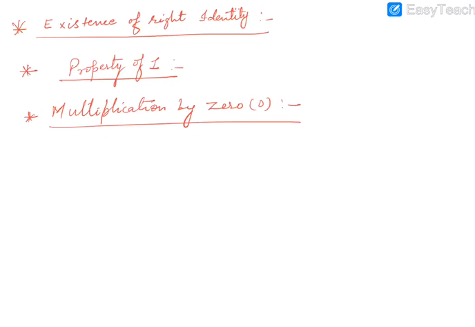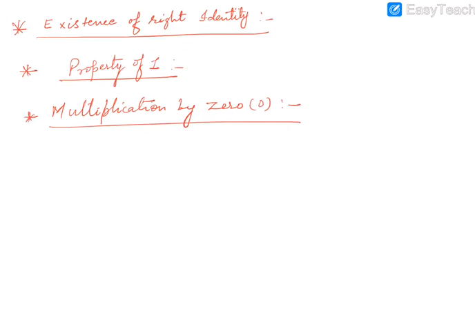Now there are some more properties I'll discuss. Here are some more properties of rational numbers. First one is given here, existence of right identity. What is existence of right identity?